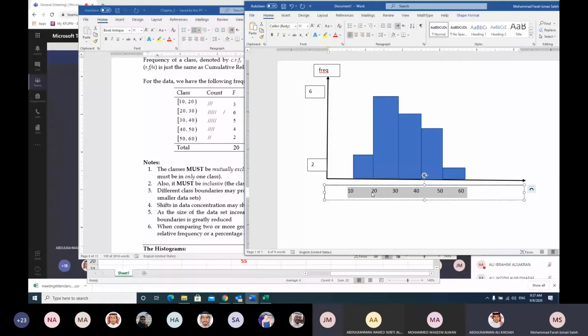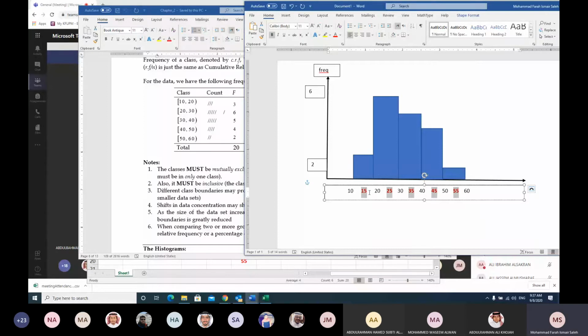Between 10 and 20, we have what? 15. It's a midpoint. Between 20 and 30, we have 25, a midpoint. Between 30 and 40, we have 35. Between 40 and 50, we have 45. Between 50 and 60, we have 55. Now, if you use the 15, 25, 35, 45 and 55 instead of the lower end point or upper end point, we use these now.